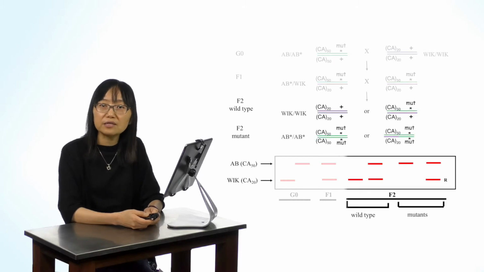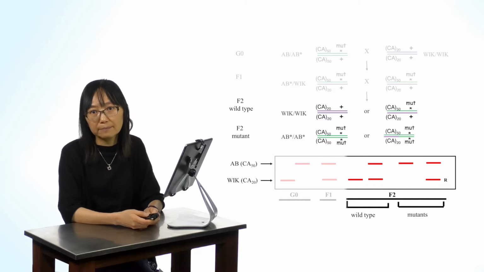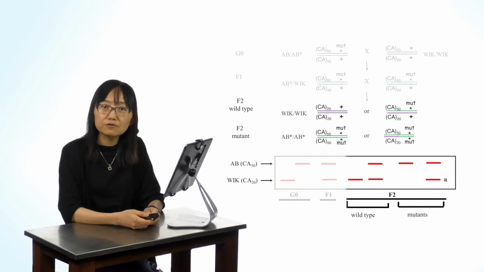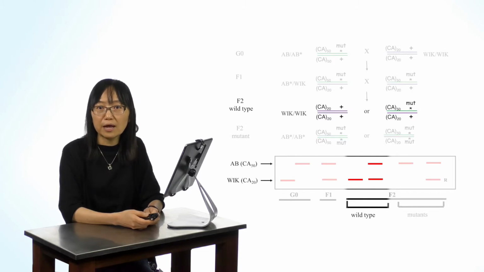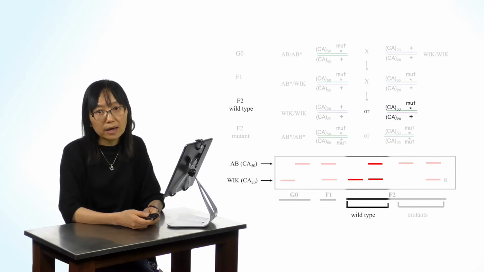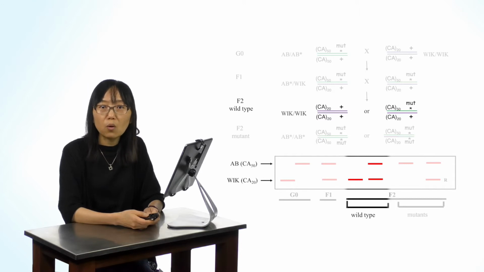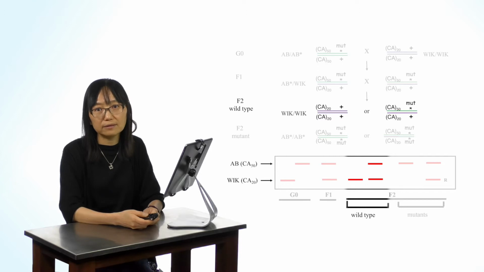When you examine the PCR fragment of the F2 individuals, you need to pay attention to their phenotypes. Because zebrafish embryos are transparent, you can easily observe the phenotypes. Those F2 individuals with wild-type phenotype could be genotypically wild-type, which means homozygous for the wik allele, or heterozygous, which means carrying one AB allele and one wik allele. Their PCR results will be either showing only the wik band or showing both AB and wik bands.